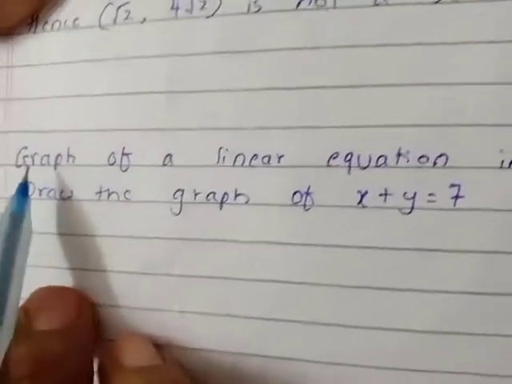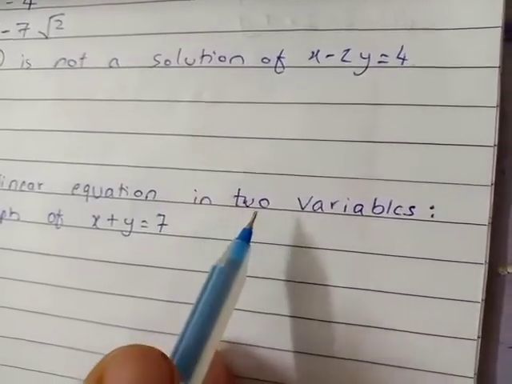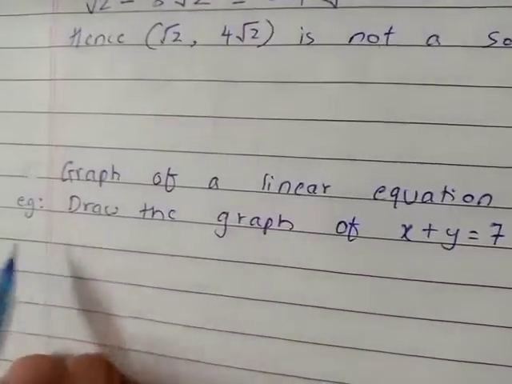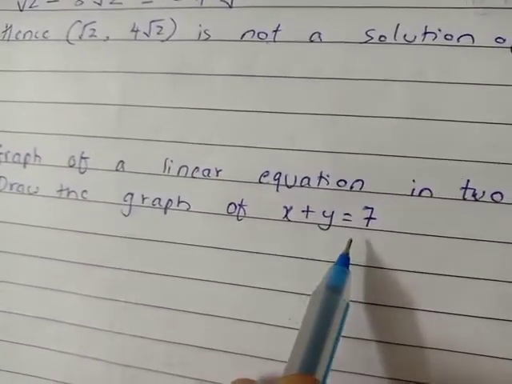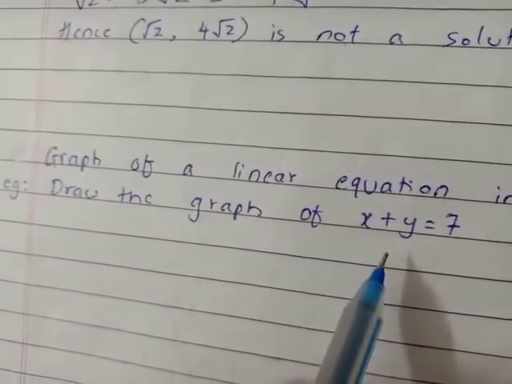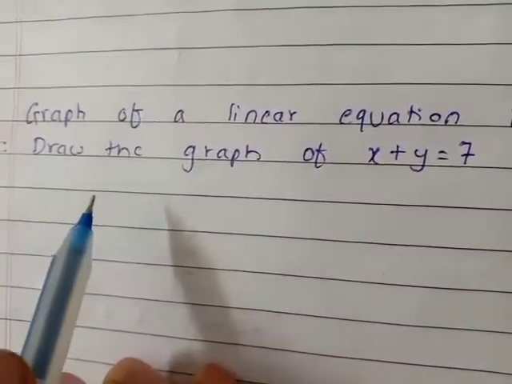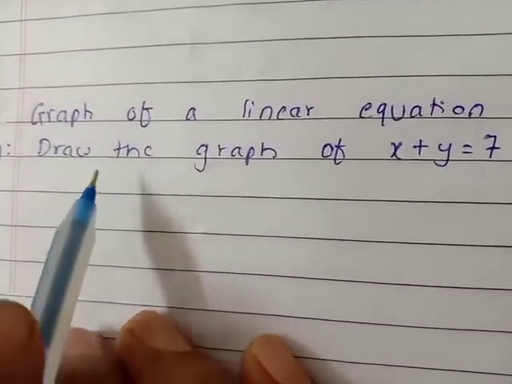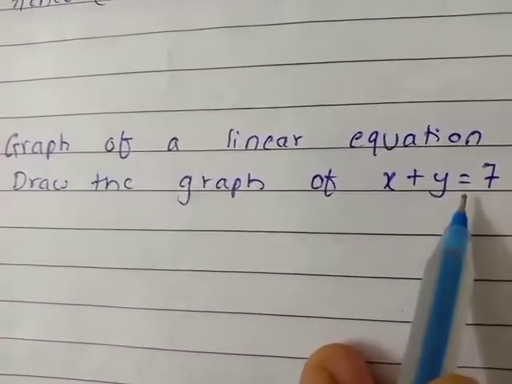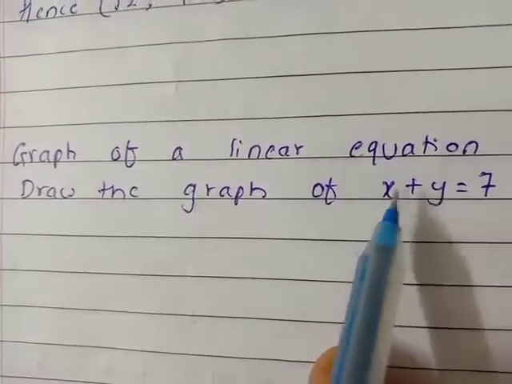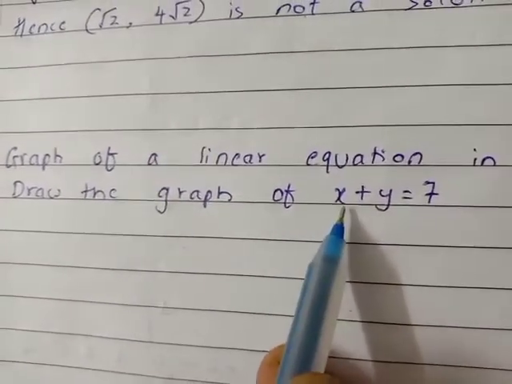Now let's see how to draw a graph of a linear equation in two variables. For this we will take one example. Draw the graph of x plus y equal to 7. Now what does this mean? You have to check what value of y we get by putting the value of x as 0, and put the value of y as 7 and see what value of x we get.